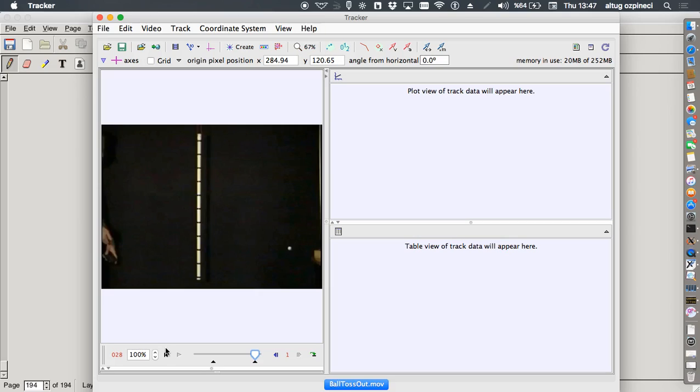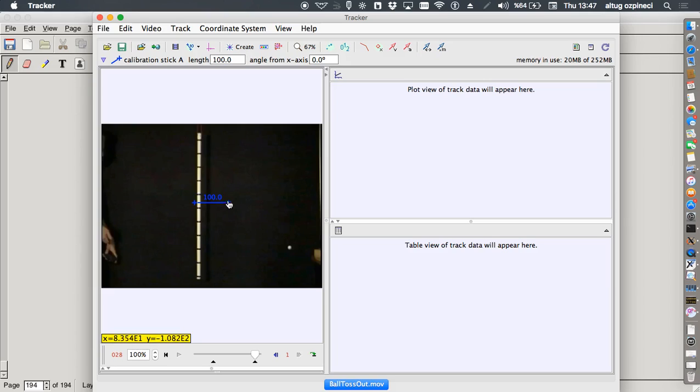Which length in this video is 1 meter? Well, to help us, there is this stick. Its length is 1 meter. So let's first calibrate our measurements. We have this calibration stick. So this is our 1 meter. Well, it says 100. So let me just correct it. So it is just 1.